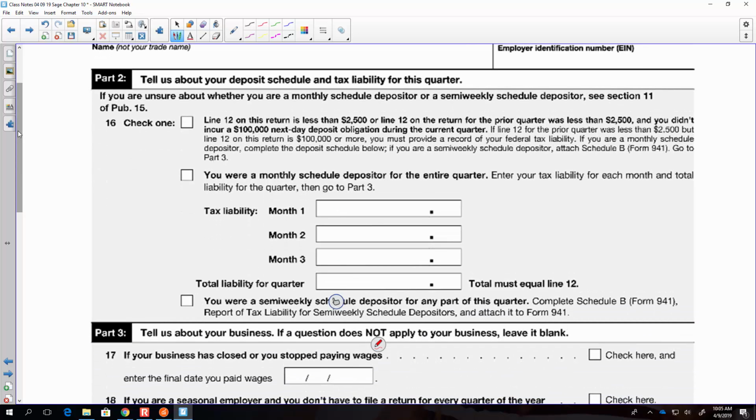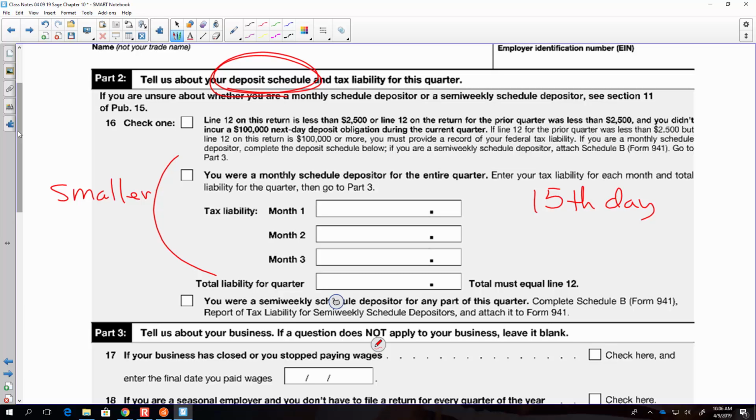part 2 is a deposit schedule, right? Now, the IRS tells you basically how often you have to deposit. Guys, most of you will be here. These are the smaller payrolls. You will pay monthly. You have to pay monthly. The 15th day following the month is when it's due, right?